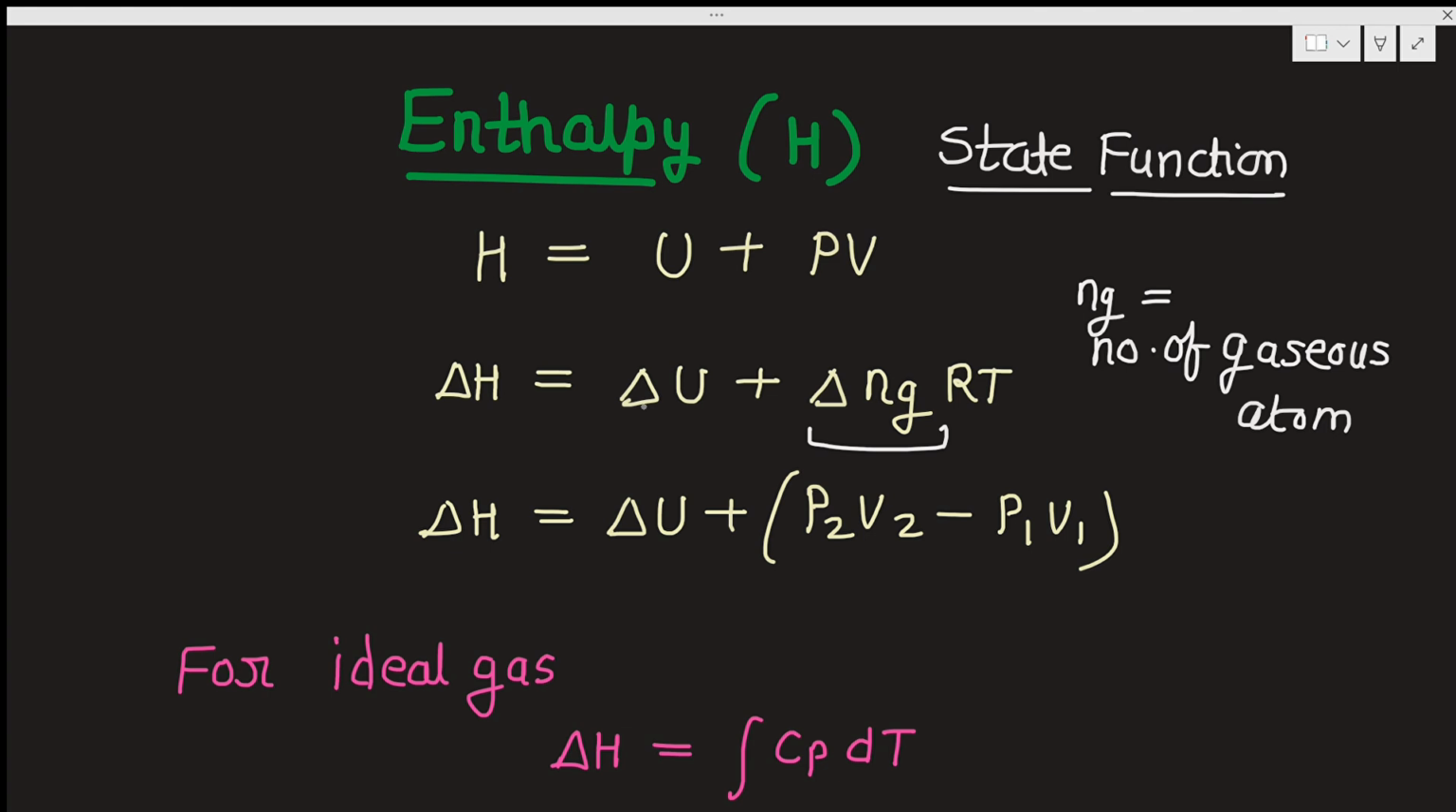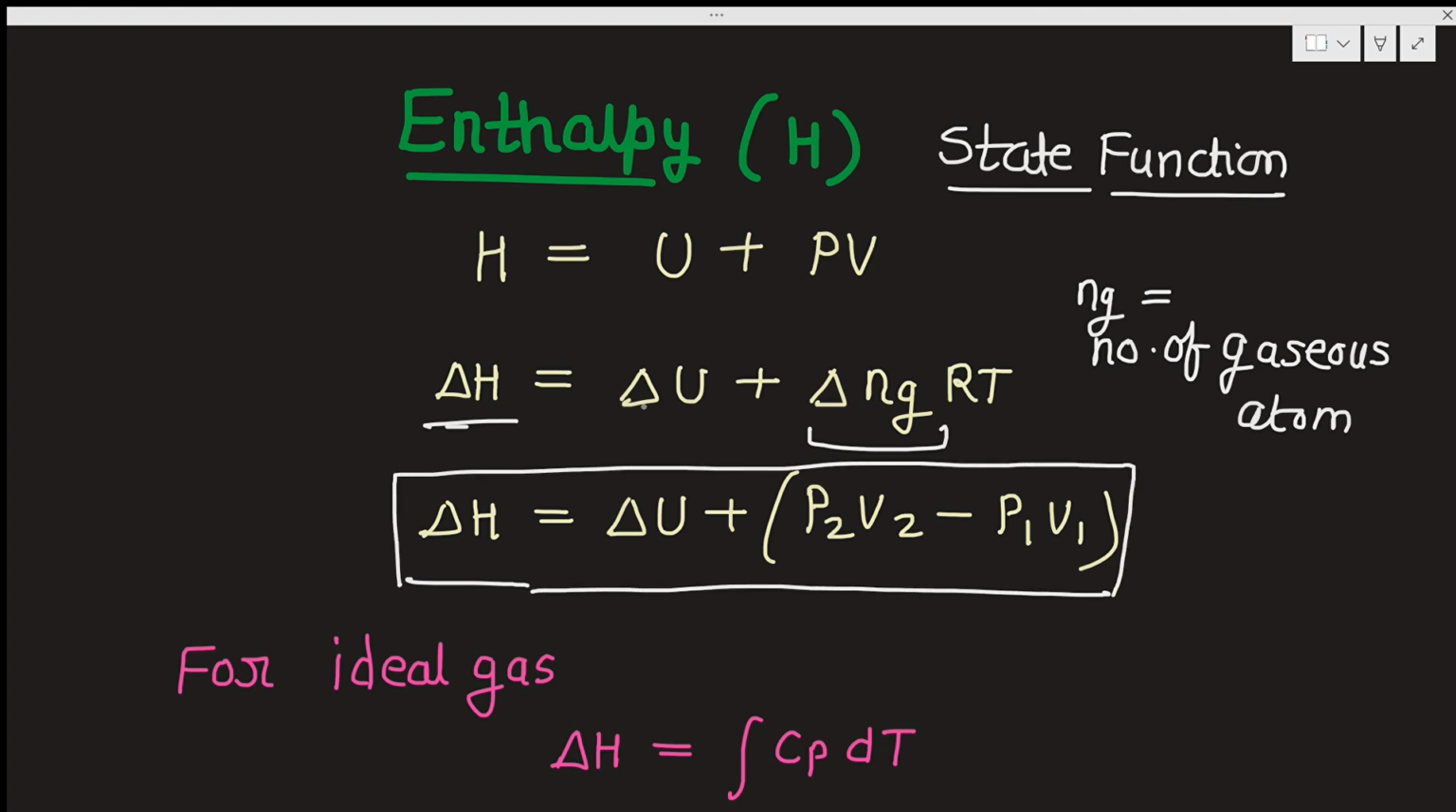So by using this formula, you can find out the del H for any reaction. It means if you are given the products and the reactants, you can find out the change in the number of the reactant and the product molecules, only gaseous ones. If you are given del U, then you can find out del H. But if you are not given this, and you are given the value of PV, then you can use this formula. Del H is equal to del U plus P2V2 minus P1V1. So either you can use this formula or you can use that formula.